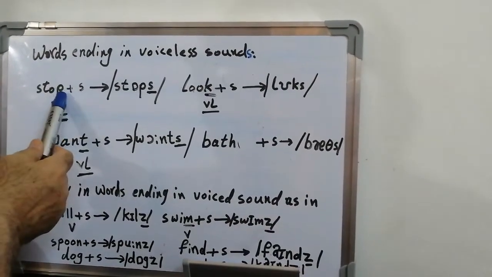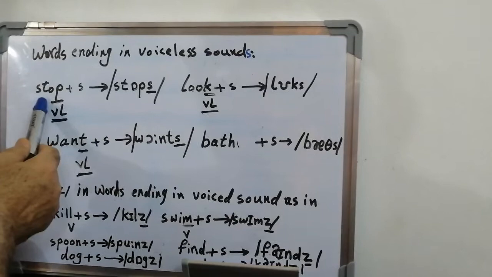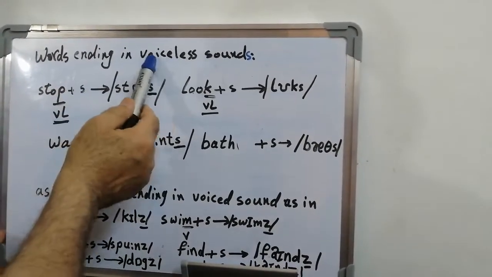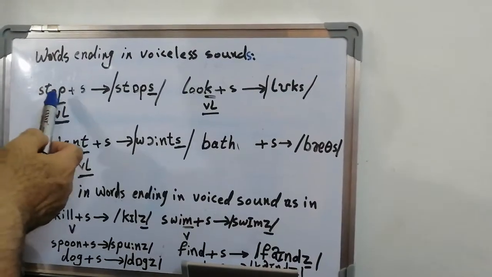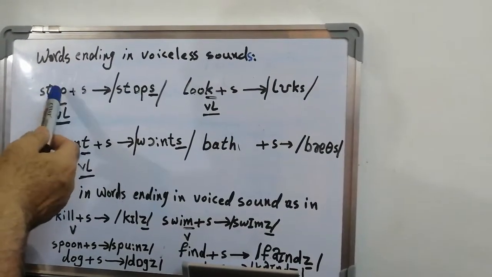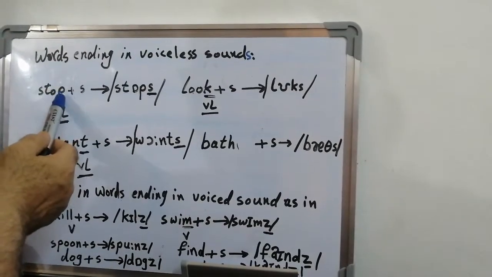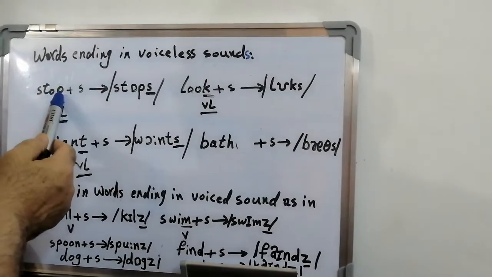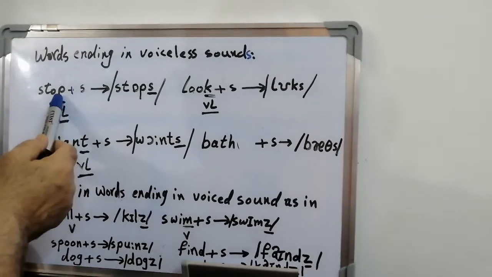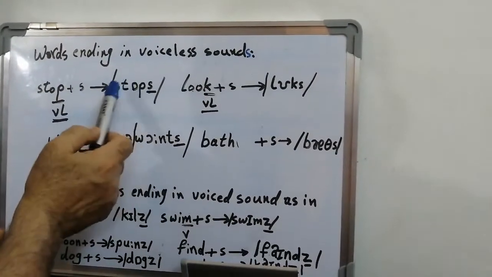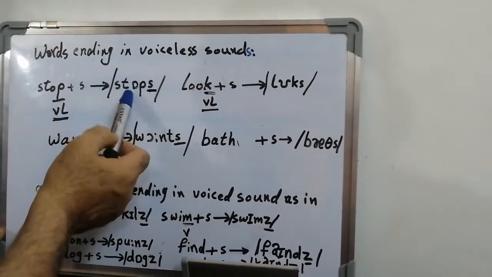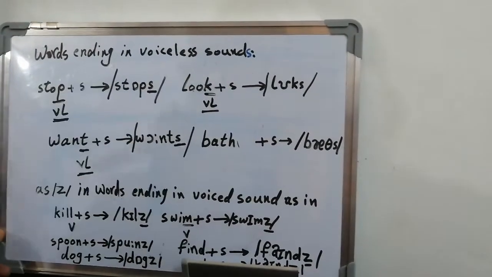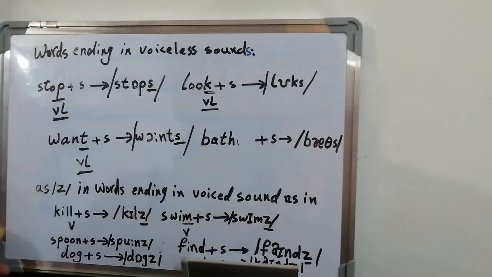Like for example here, stop. Now stop, the p sound is a voiceless sound. Voiceless. There is no vibration. Because there is no vibration in this sound, which we said depends on the final sound, this is the final sound here, p. When we add S to it, we pronounce the S as /s/. So we do not say /stopz/, we say /stops/. Okay? And this is applicable to nouns and verbs, as I said.